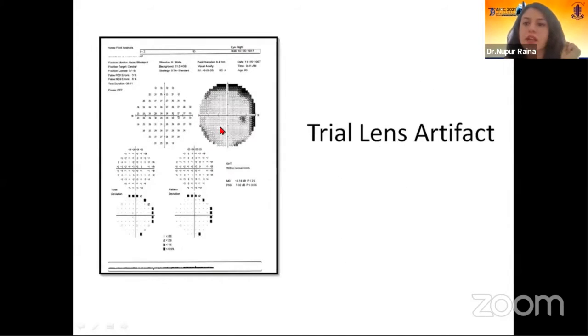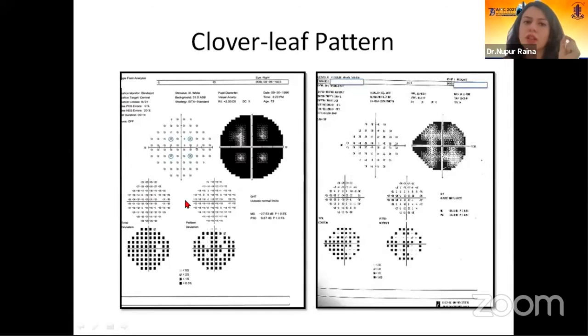As I mentioned earlier, it's very important to know about the patient's refractive error. Besides preventing any generalized depression of fields, it is also because very high refractive errors can give rise to trial lens artifacts. So for patients with very high refractive errors, it is better to get them to wear a contact lens.